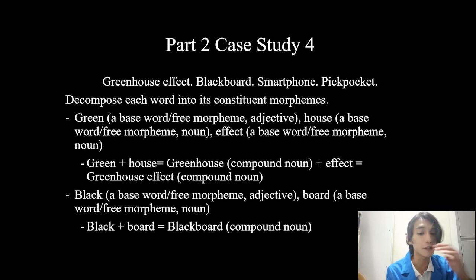These four words have to be decomposed, each word into its constituent morphemes. Green, a base word or free morpheme, is an adjective, and then house, a base word, free morpheme, is a noun. Then effect, a base word, free morpheme, noun. If green plus house, then it becomes greenhouse, a compound noun. But if it's plus effect, it becomes greenhouse effect, a compound noun.